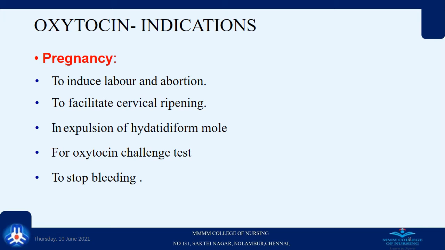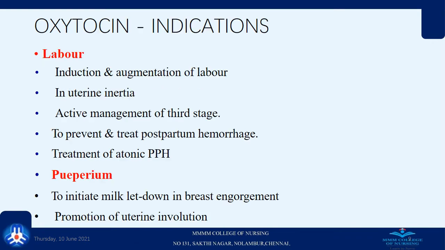Next is to stop bleeding. In case of puerperium, or if the mother is having any severe bleeding, in those cases we will be administering the oxytocin. Next is in case of labor, we will be administering the oxytocin for induction, as we have seen already, for induction of labor we will be administering the oxytocin, and also in augmentation of labor.